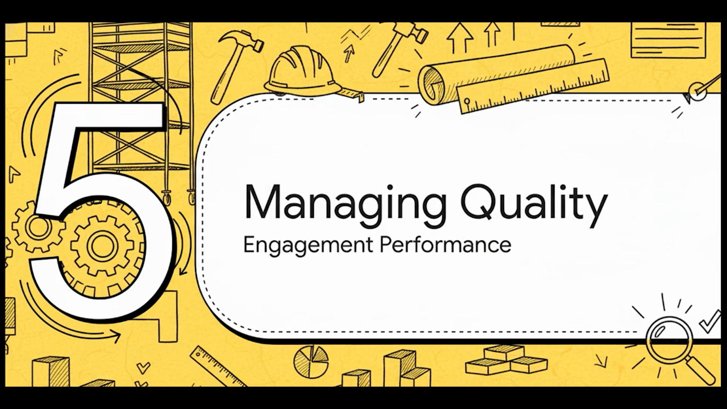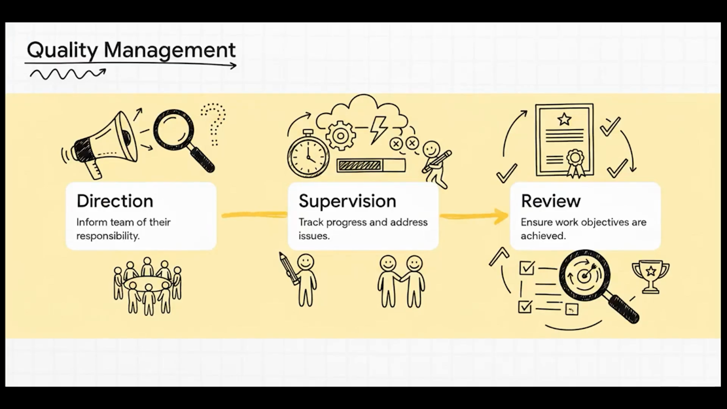Section 5. Managing engagement quality. Because executing your plan poorly is honestly just as bad as having no plan at all. Quality engagement performance under ISA 220 relies on a highly structured 1-2-3 punch. First, direction. Directing the team by informing them of their specific responsibilities and the nature of the entity's business. Second, supervision. You can't just hand out orders and walk away until the review. Supervision ensures mistakes are caught while the audit is actually happening. You're tracking issues and coaching the team in real time. And finally, review. A rigorous check of the completed work to ensure the objectives of the audit have actually been achieved.